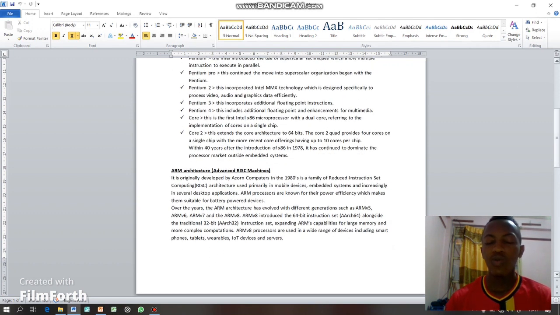And so we also move to the ARM architecture, which is also one of the architectures of the computer. ARM in full is Advanced RISC Machines. According to our text, the ARM architecture was developed by Acorn Computers in the 1980s. It is a family of reduced instruction set computing, RISC, architectures used primarily in mobile devices, embedded systems, and increasingly in several desktop applications.